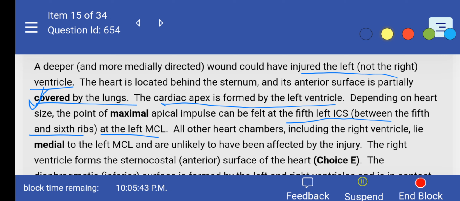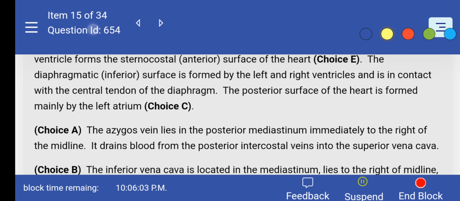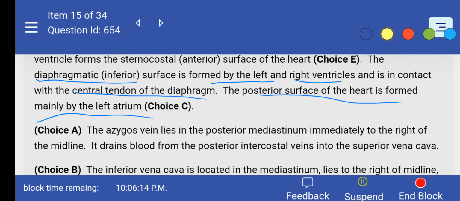All other heart chambers, including the right ventricle, lie medial to the left midclavicular line and are unlikely to have been affected by the injury. The right ventricle forms the sternocostal anterior surface of the heart, so this couldn't be the answer. The diaphragmatic, that is inferior surface, is formed by the left and right ventricles and is in contact with the central tendon of the diaphragm, right? The posterior surface of the heart is formed mainly by the left atrium, so that is posterior, right? Not anterior, okay? Because the attack is done from the anterior side.